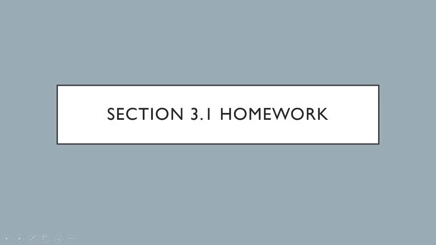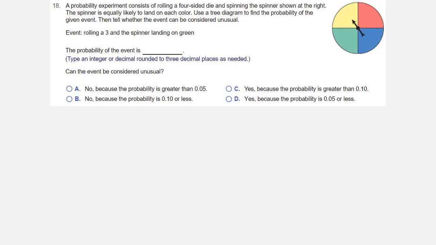We're looking at homework from section 3.1. This is question number 18. A probability experiment consists of rolling a four-sided die and spinning the spinner shown at the right. The spinner is equally likely to land on each color.